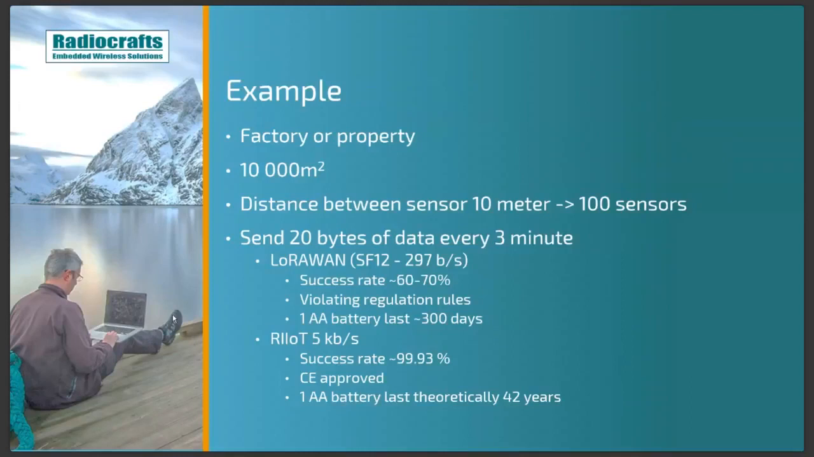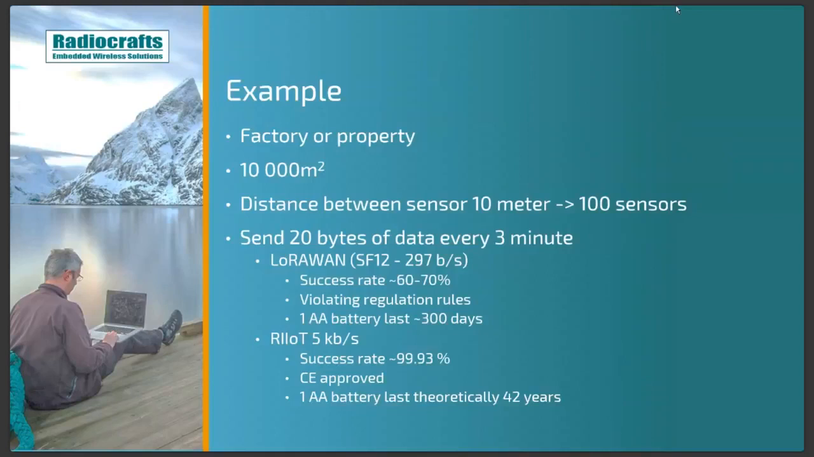That means if you want to monitor this network with a LoRaWAN using spreading factor 12, which is the longest range, then you end up with a success rate, and this is based on the curve I showed you earlier, of 60 to 70%. In addition, you will be violating regulation rules, so you're basically not allowed to do it. And one AA battery will last you for 300 days.